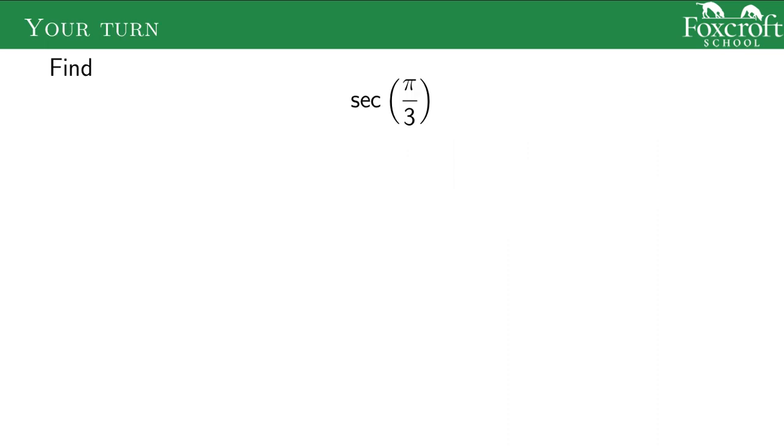All right, and here's one for you to try: find secant of pi over 3. And the final answer you should get is 2. This was very similar to the last example we did. All right, secant is 1 over cosine. Cosine of pi over 3 is 1/2. That simplifies down to 2.